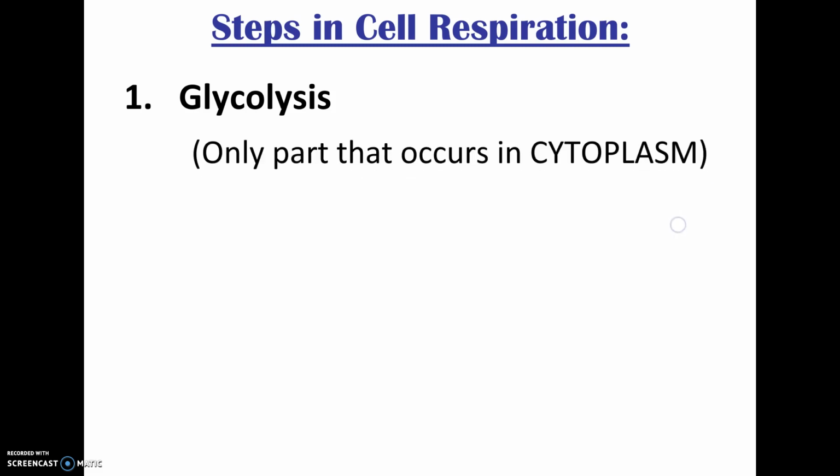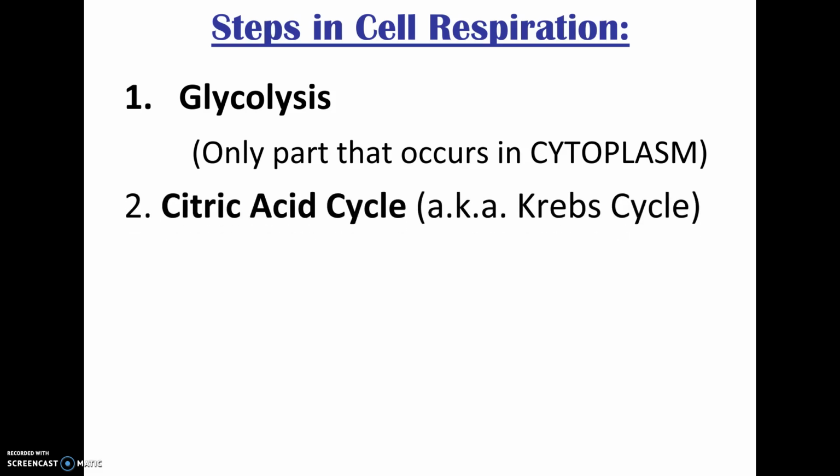Right, so yesterday we wrapped up with a quick overview of the 3 steps in cell respiration. The first step we're going to talk about today is glycolysis. Glycolysis occurs in the cytoplasm of the cell. The second step is called the Krebs Cycle. We're going to talk about that today also.